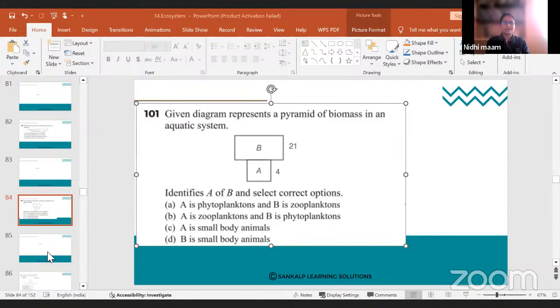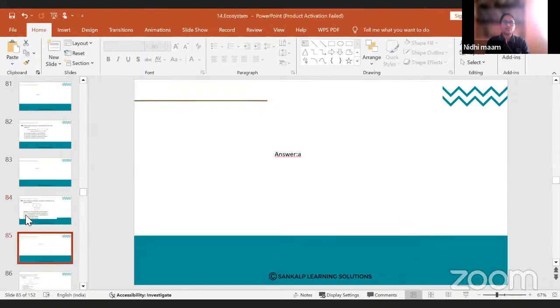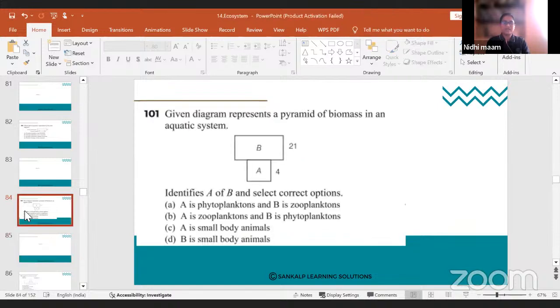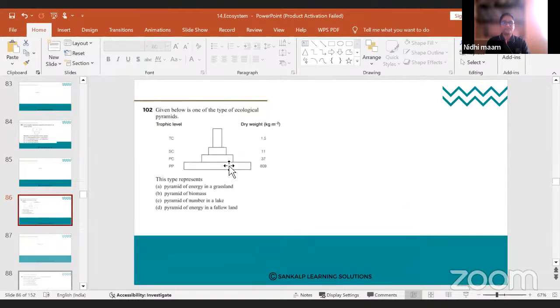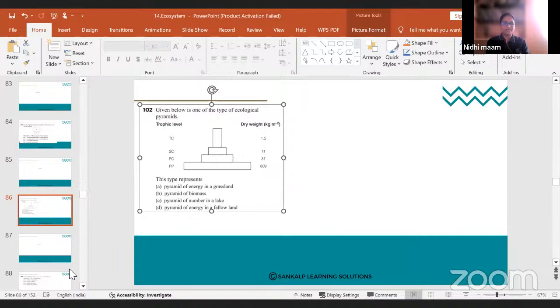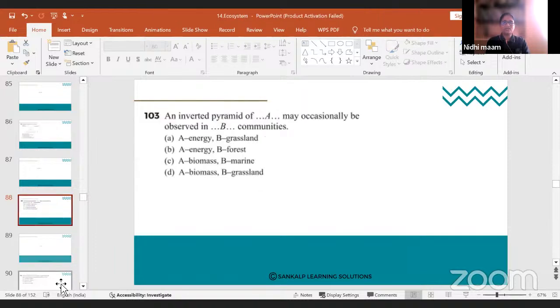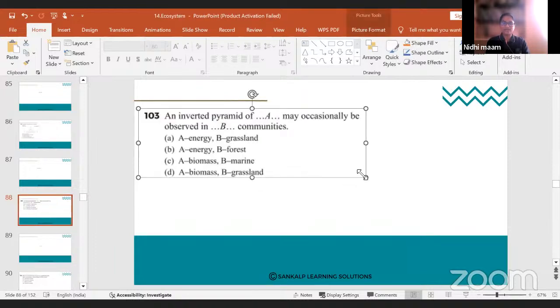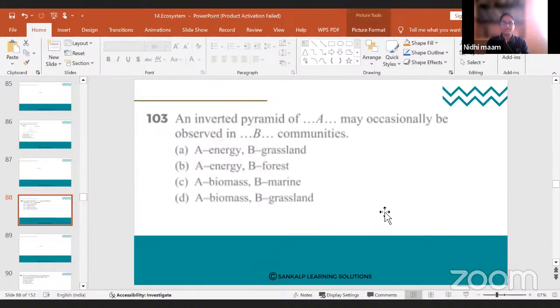So the correct answer is option A, that is A is phytoplankton, B is zooplankton. Next question: an inverted pyramid of A may occasionally be observed in B communities.